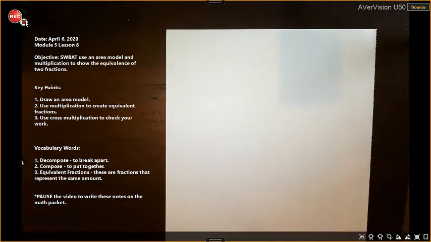Okay, boys and girls, go ahead and date it April 6, 2020. Today we're working on Module 5, Lesson 8, the objective. Students will be able to use an area model and multiplication to show the equivalence of 2 fractions. You have 3 key points. Key point number 1, draw an area model. Key point 2, use multiplication to create equivalent fractions. Key point 3, use cross multiplication to check your work.